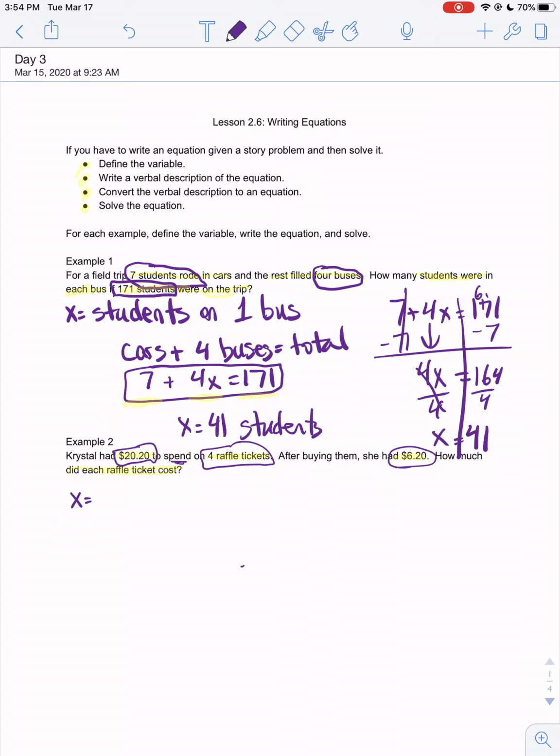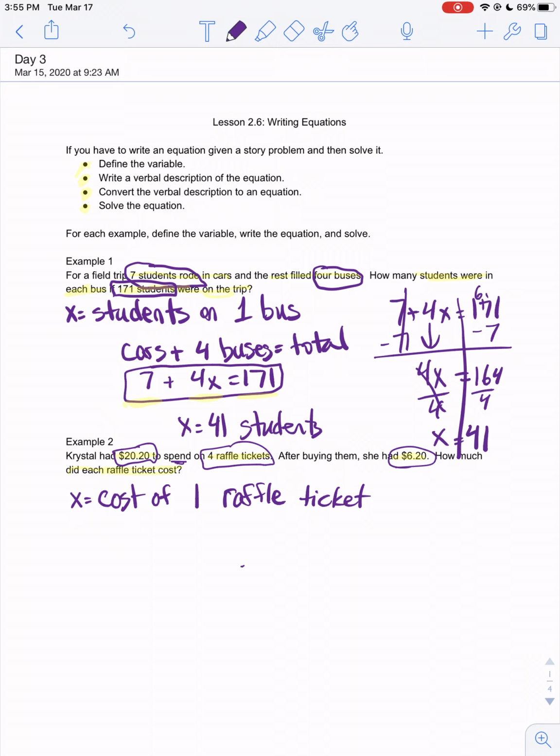Let's start off with figuring out what X is. What do I not know? What do I need to find out? I need to know the cost of 1 raffle ticket, because it says how much did each raffle ticket cost. The question usually tells me what the variable I need to write is. So X equals cost of 1 raffle ticket.